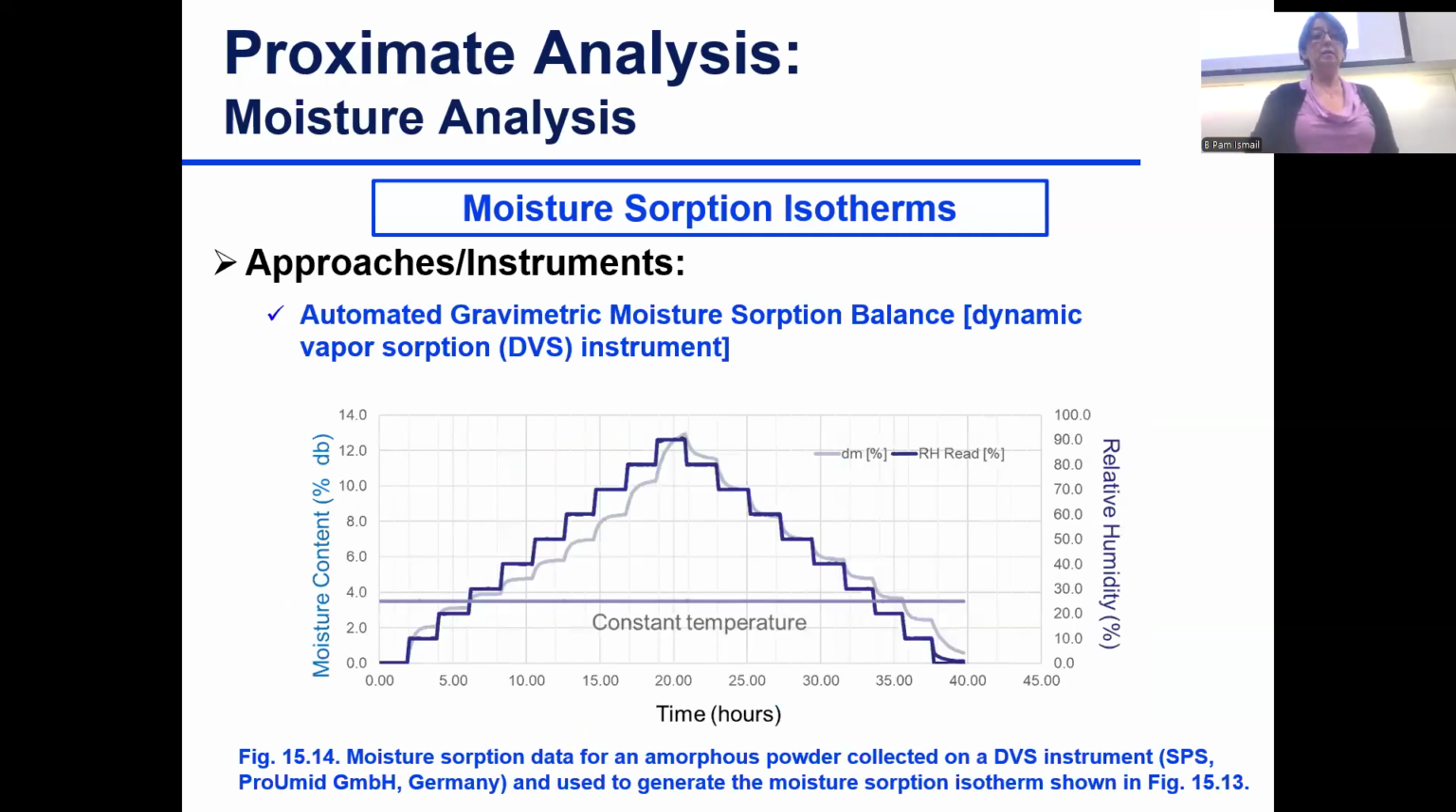And then there is an instrument that gives you the moisture sorption isotherm without having to use a desiccator. You would just put the sample in and the sample gets equilibrated at different relative humidities, and you get the water activity directly. And then the instrument itself plots the isotherm for you. And that is that.